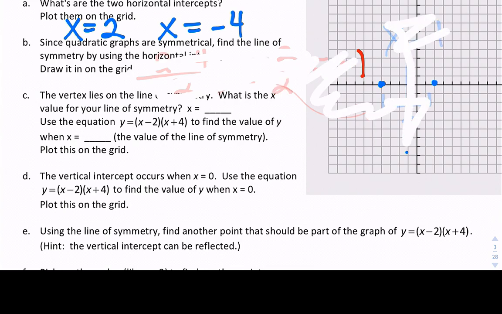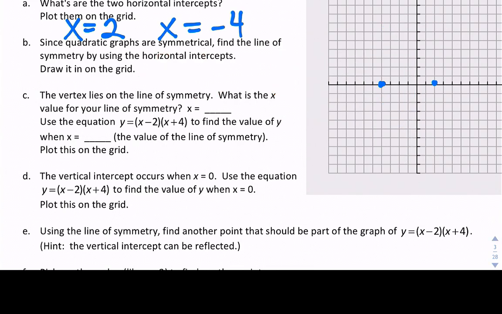So let me erase some of this right here. Again, to find the middle, we did 2 plus negative 4. We'll divide that by 2, and we get negative 1. So there's that middle line, x equals negative 1 right here. There's your line of symmetry. The middle of two numbers, again, you average them.